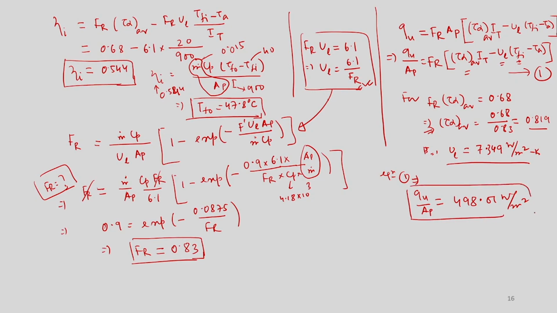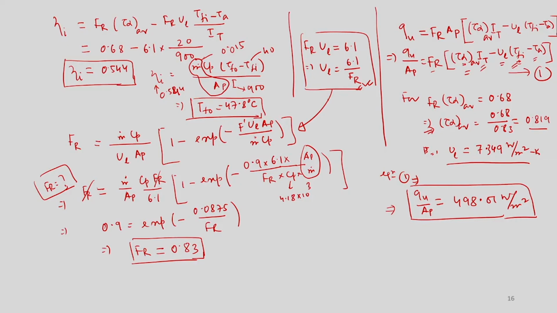Because all values are known to us: TFI is known, TA is known, IT is known, and these are calculated now. FR is known. So we can straightaway calculate QU by AP, or the heat flux.